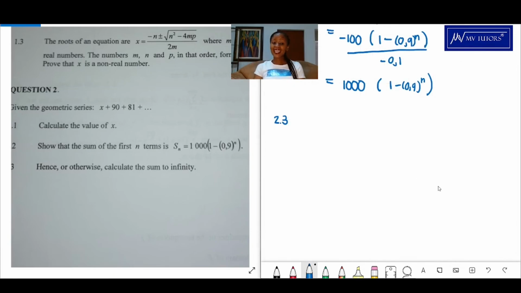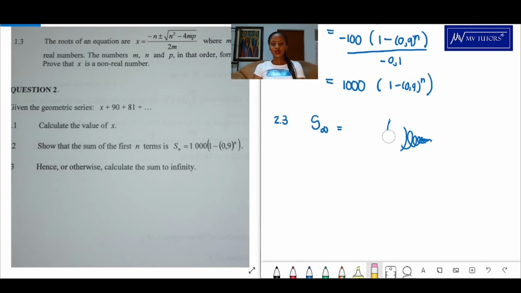Then they say hence or otherwise calculate the sum to infinity. When we calculate a sum to infinity for a geometric series, the assumption is that the series is converging. By converging, it means that if you have a big number initially, the terms get quite small, and it's converging to one value basically.